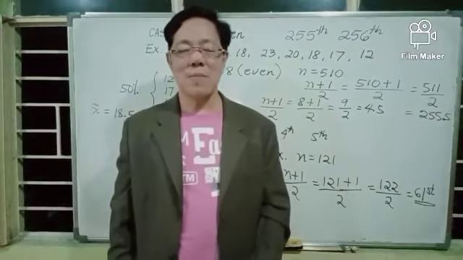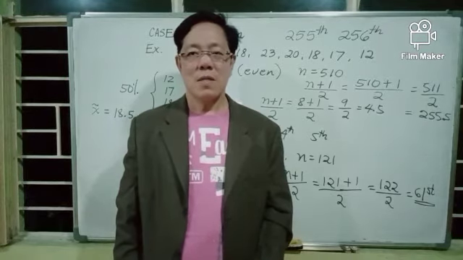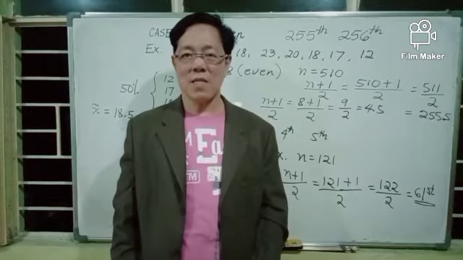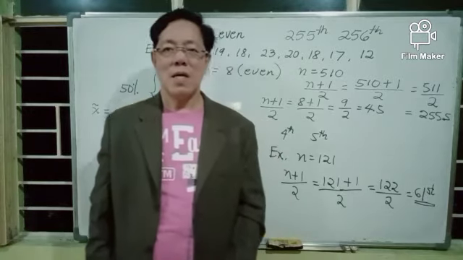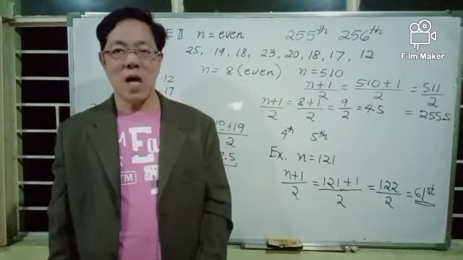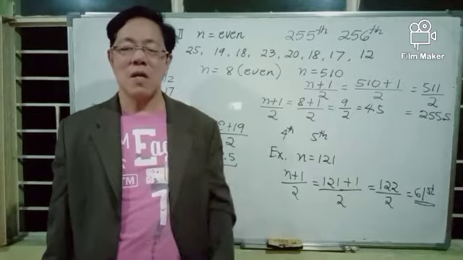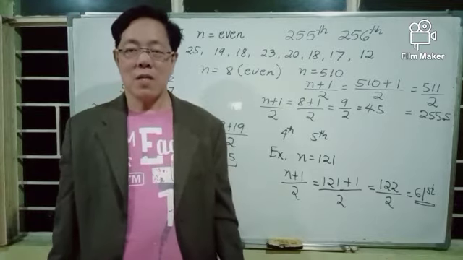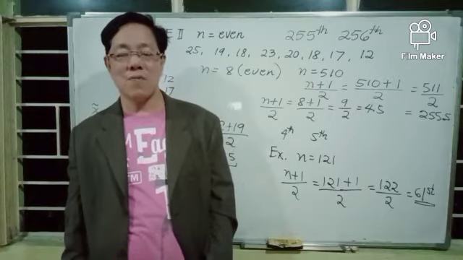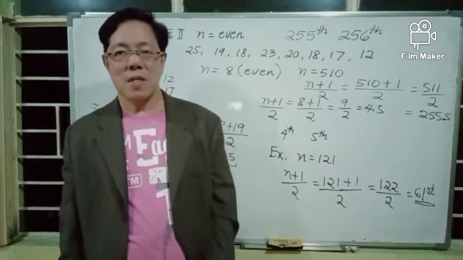To summarize, if the number of observations is an odd number, there is exactly one value at the center of the distribution of data, and it is the median. And at most half of the observations for an odd number of observations is below the median, and at most half of the observations is above the median.